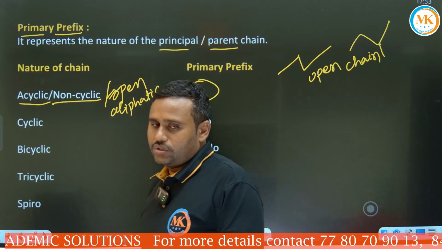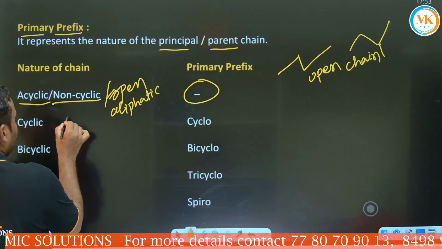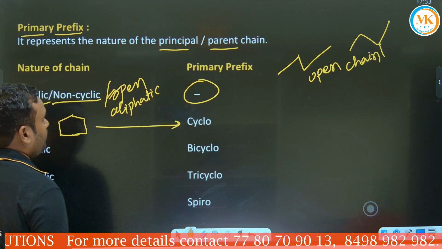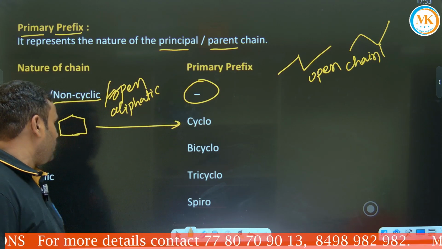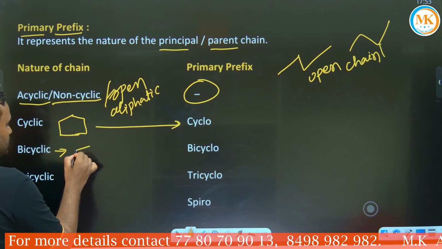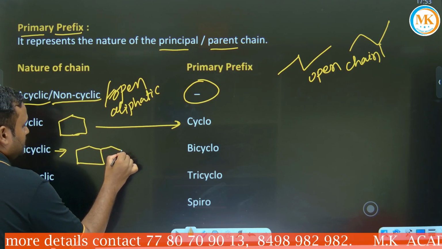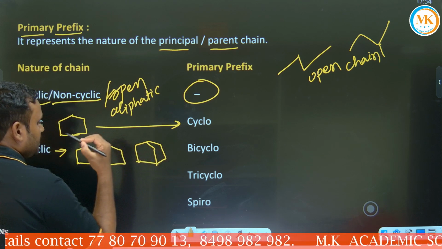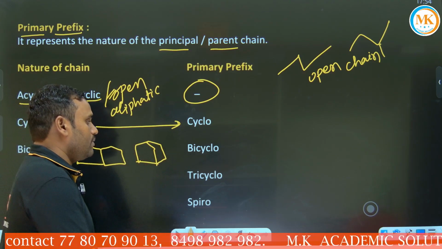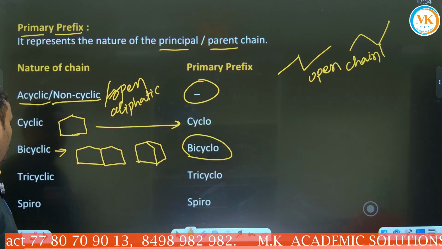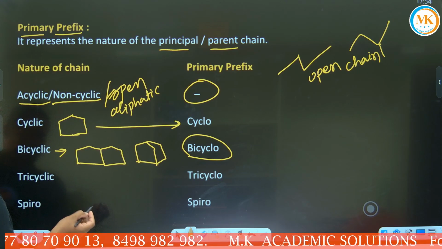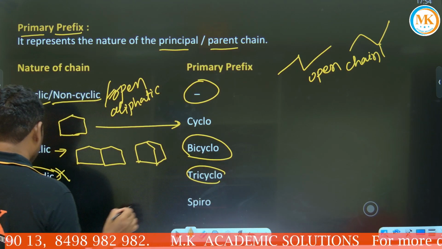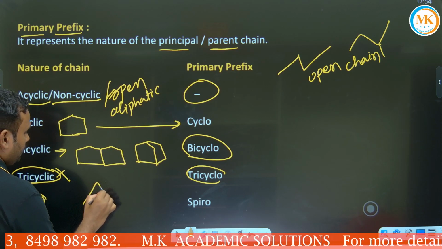Next, cyclic compounds. For example, this is a cyclic compound. So what is the primary prefix we use? Cyclo. And bicyclic compounds. For example, this is a bicyclic compound and this also is a bicyclic compound. For such types of compounds what are we going to use? Bicyclo. Next, tricyclo. Next, for spiro, what is a spiro compound?